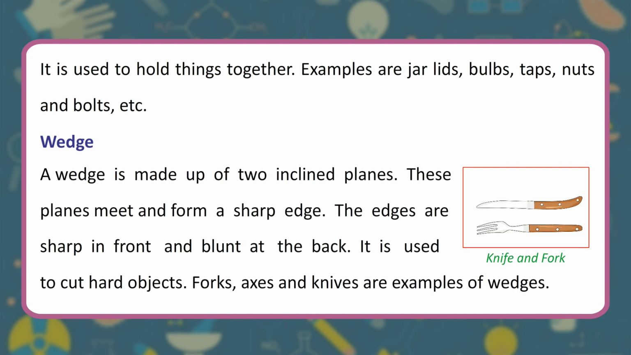Wedge. A wedge is made up of two inclined planes. These planes meet and form a sharp edge. The edges are sharp in front and blunt at the back. It is used to cut hard objects. Forks, axes and knives are examples of wedges.